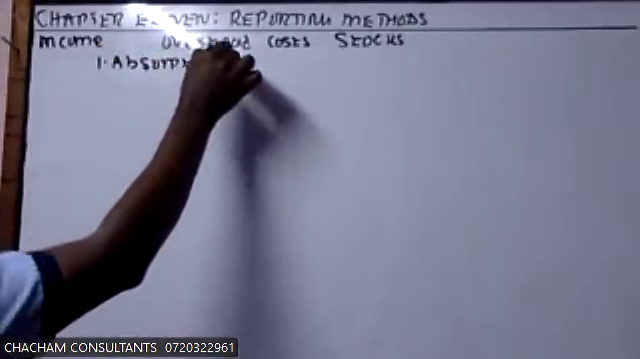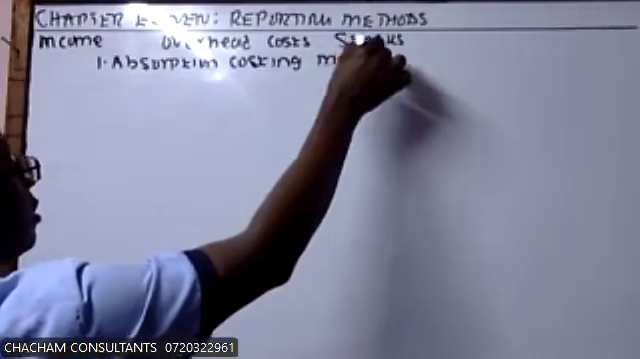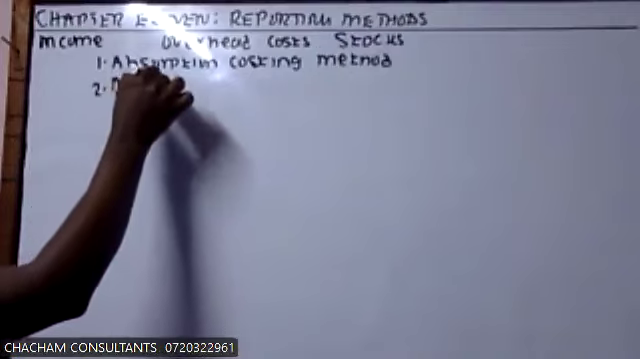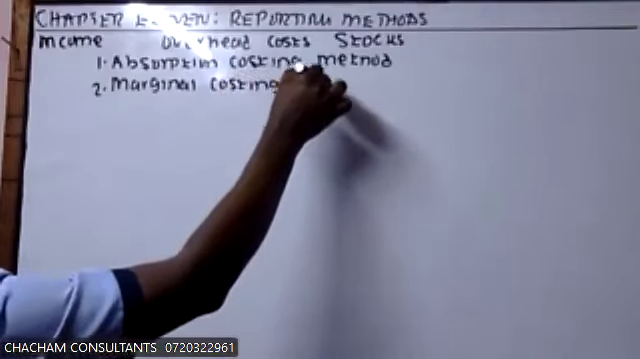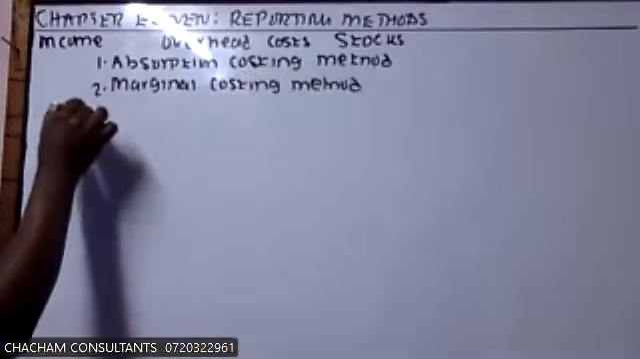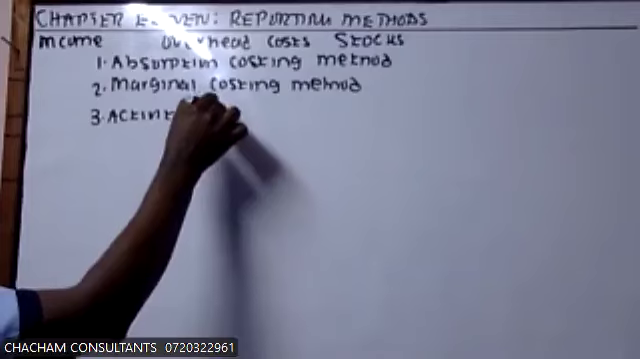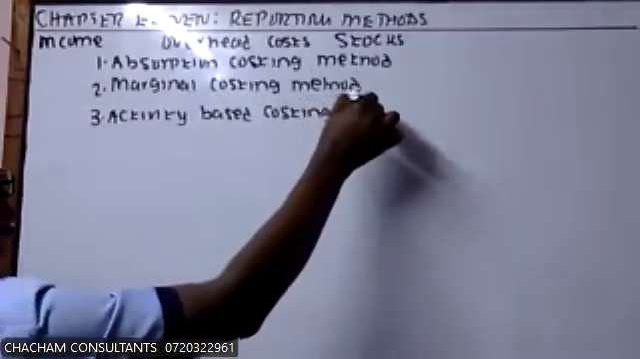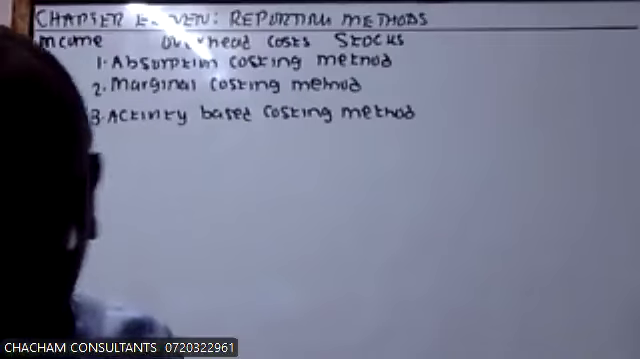one, absorption costing method. Number two, marginal costing method. And number three, activity-based costing method.